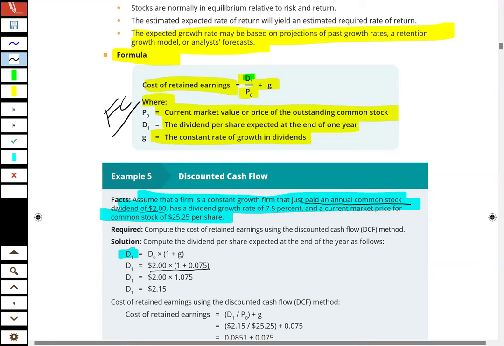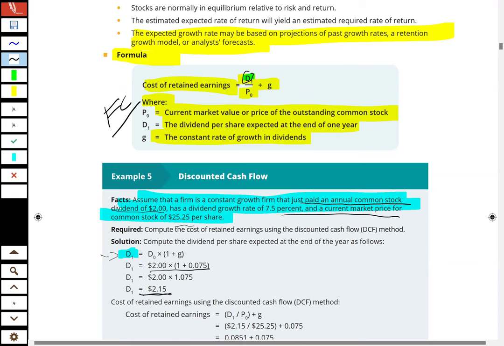So you have to read the question carefully to see if they're giving you the D1 dividend or the D naught dividend. Often you're going to have to calculate D1, which is not necessarily something that they showed us in the formula up there. Note that if they give you the most recently paid dividend and the current market price for the common stock, you have to turn that into what you think the dividend will grow to by the next time they pay a dividend, because they had already paid that dividend at that point. So you go ahead and you do that math.